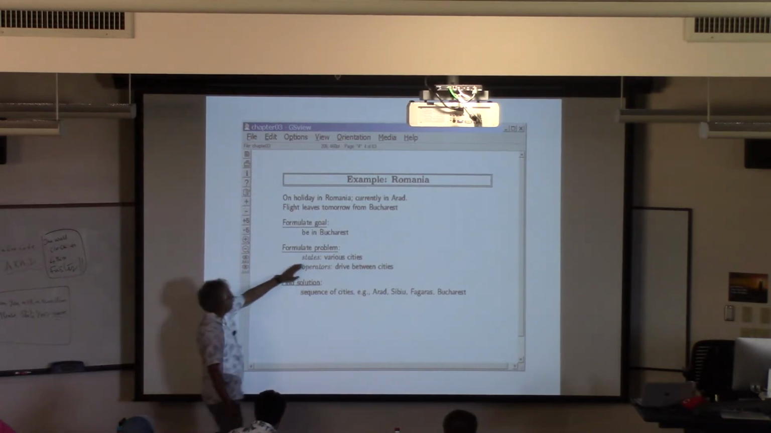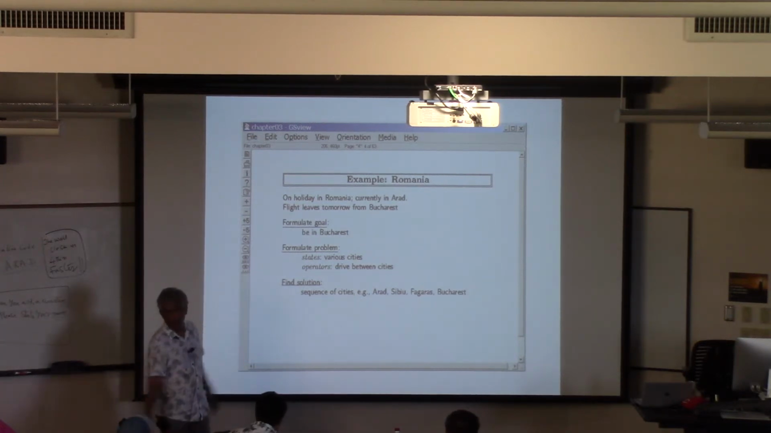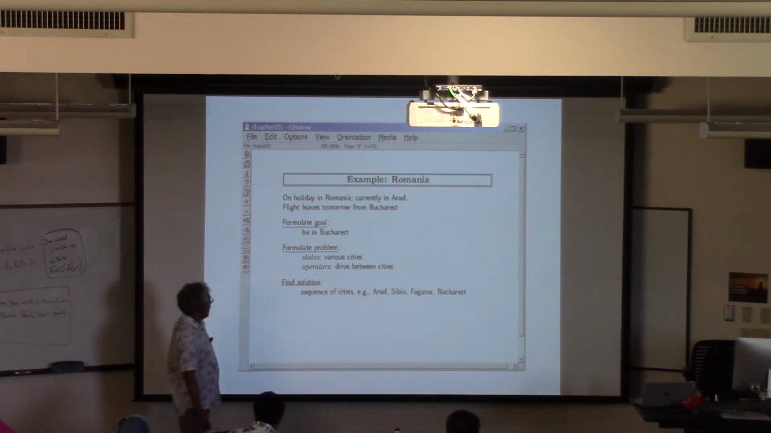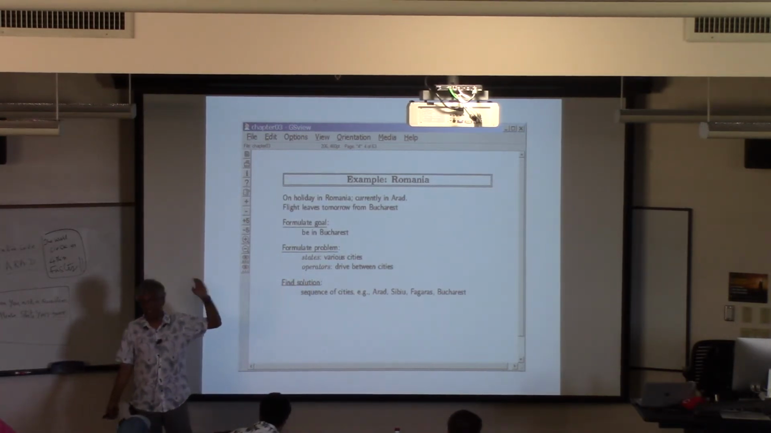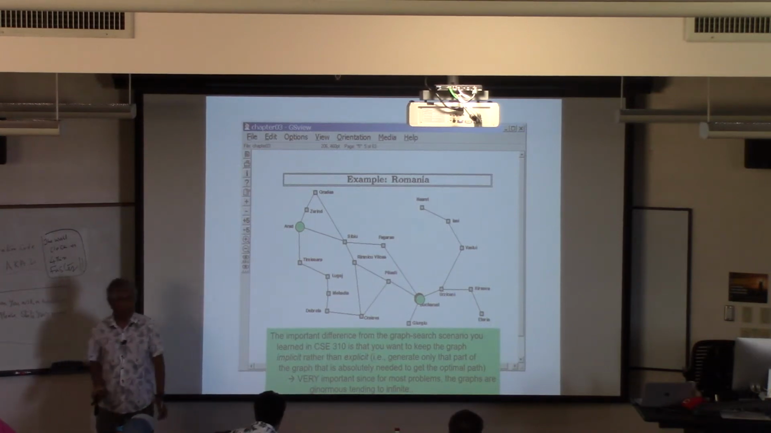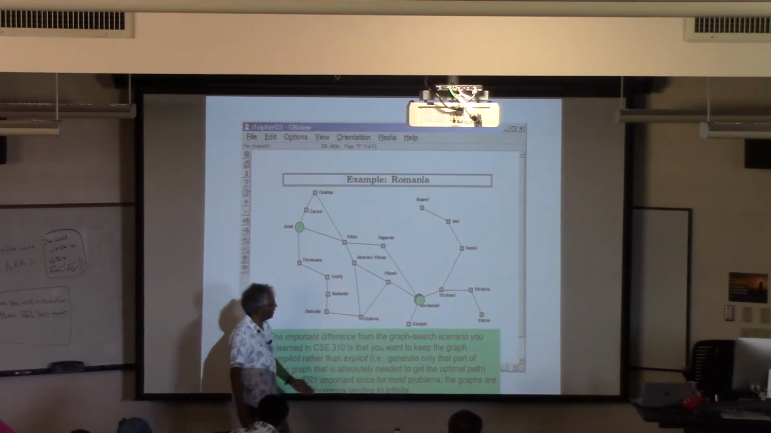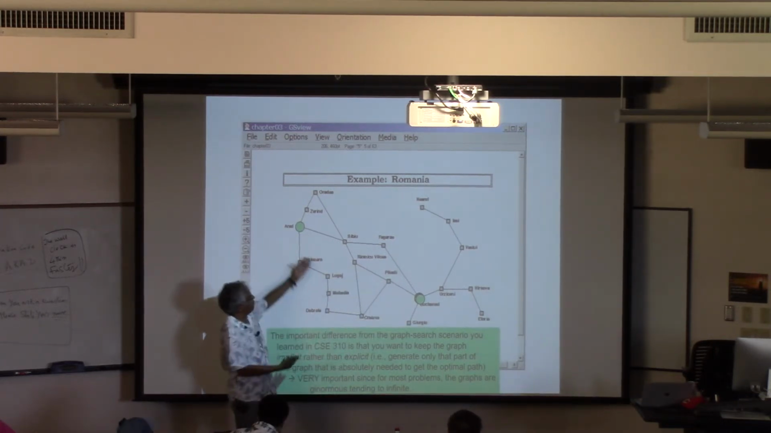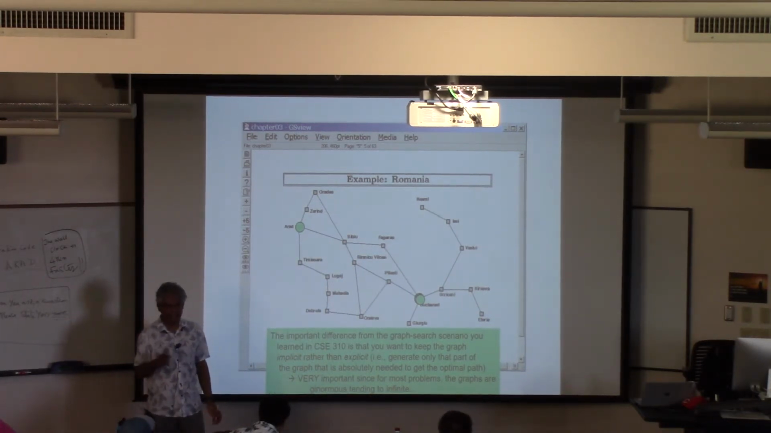But anyway, the problem states are various cities, operators are driving between the cities, so you assume there are roads between them and you just basically drive between them. And the final solution is the sequence of cities, or basically the roads; if there are multiple roads between the cities, then you'll also talk about a sequence of roads. But in the map that they had, this is the way their map is. And so if I am at Arad and I want to go to Bucharest, then I'm trying to find the sequence of roads that I have to take, the sequence of intercity transitions I have to make to get to Bucharest.